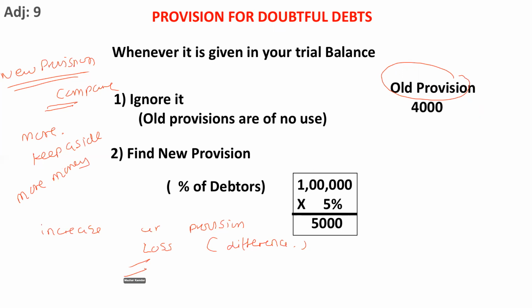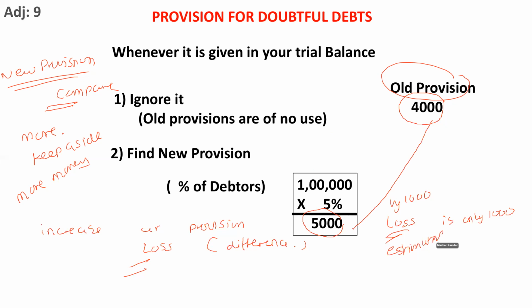Okay, so if you increase your provision, it is a loss for you. Only the difference here: the old provision was 4,000, the new provision is 5,000. You have increased your provision for doubtful debts by 1,000. So the loss for you is only 1,000, because 4,000 you have already kept aside. This is the estimated loss. Please do not confuse yourself, because you just have a doubt on your debtors that your debtors will not pay you.